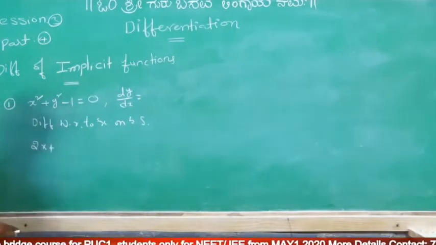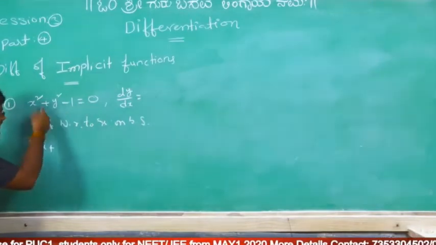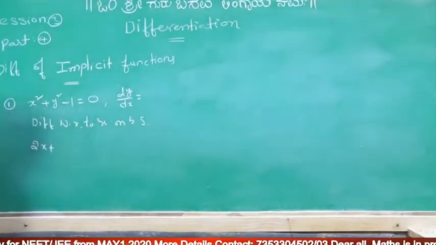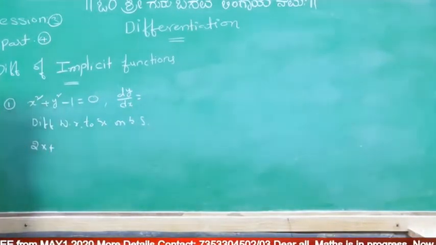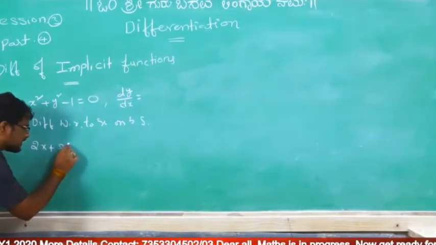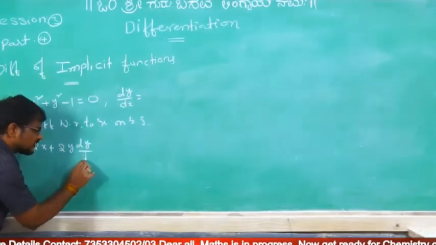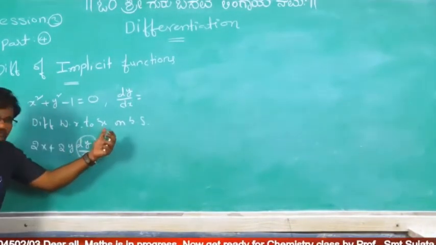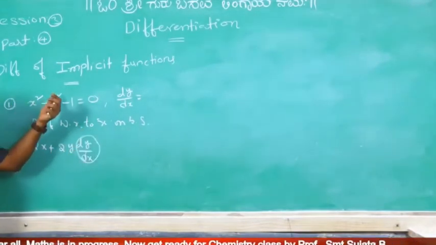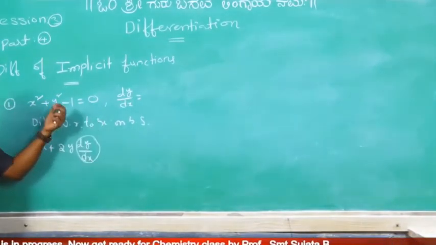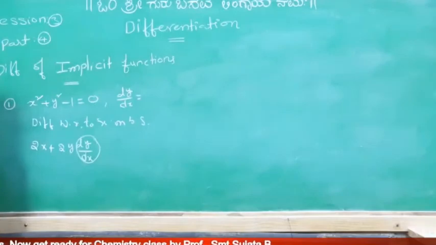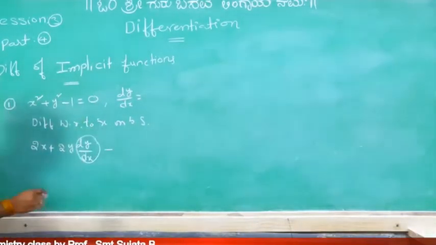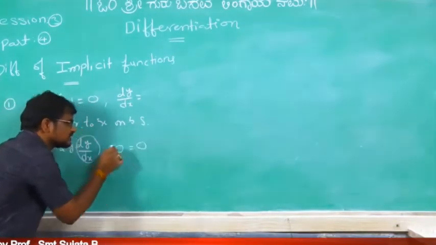Okay, no? Now differentiation with respect to x. Differentiation of x square is what? 2x. And differentiation of y square? 2y dy by dx. Why are we writing this dy by dx? We are doing the differentiation with respect to x, but differentiation of y square, these two variables are different. So that's why. Minus differentiation of a constant is what? 0, equal to 0.